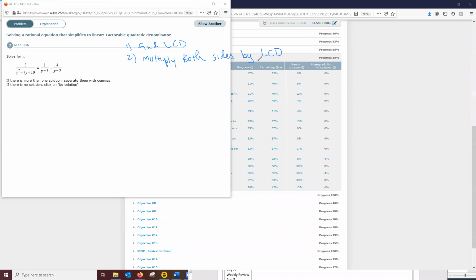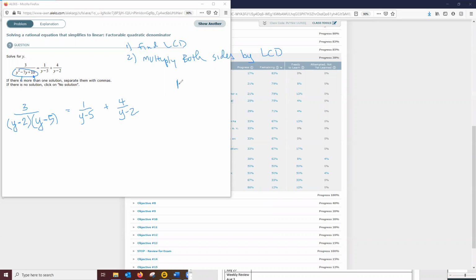All right, now before I find the LCD, let me do a little factoring here. So let me write this as 2 parentheses, and I know I'm going to put a y and a y in front. I need 2 numbers to multiply to 10, but add to negative 7. Well, it looks like that's going to be y minus 2, y minus 5. And then on the right-hand side, I have 1 over y minus 5 plus 4 over y minus 2.